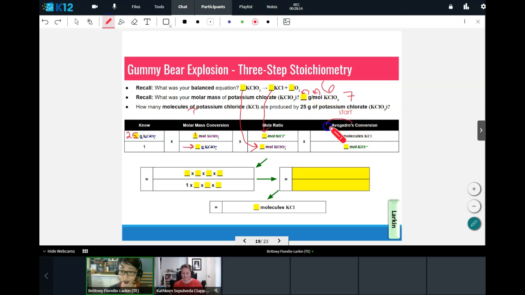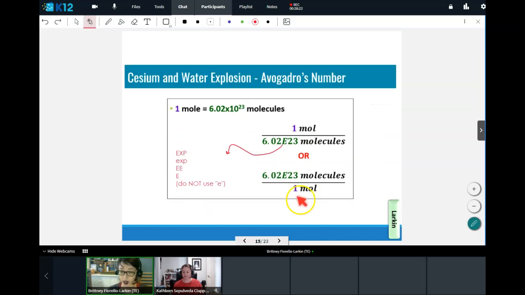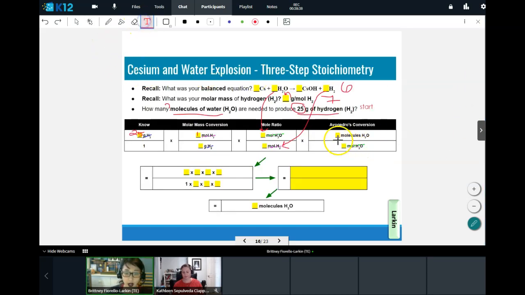We need a conversion using Avogadro's number. Now specifically, it wants molecules on top and moles on the bottom. So going back to here, the only one that has molecules on top and moles on the bottom is this one. So everybody will have 6.02 times 10 to the 23rd molecules on top and 1 mole on the bottom because Avogadro's number is only ever talking about 1 mole. All right, so taking a look here, we have 6.02 E23 on the top, all over 1 mole on the bottom.